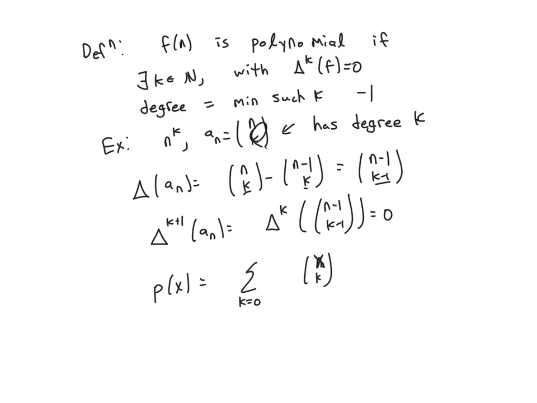K goes from 0 up to whatever the degree of p is. Then all you need to do is compute these discrete difference operators for this polynomial and then evaluate at 0. And so you actually get this formula. I'll do an example in a moment, but this is actually kind of cool.